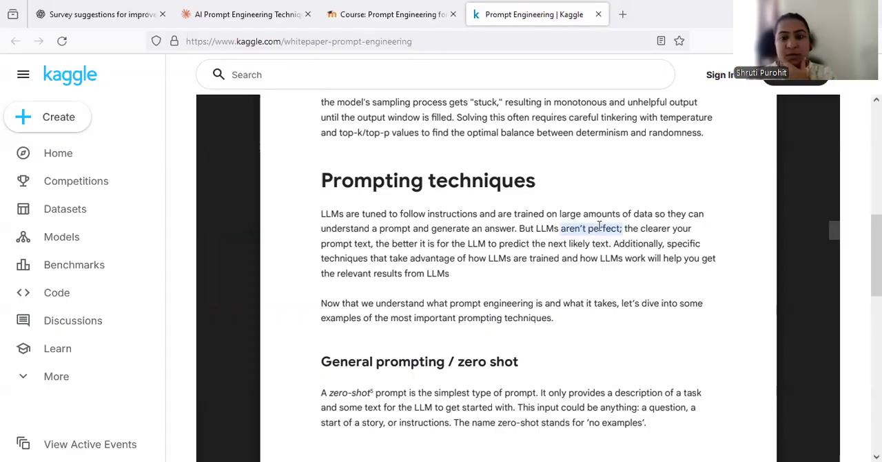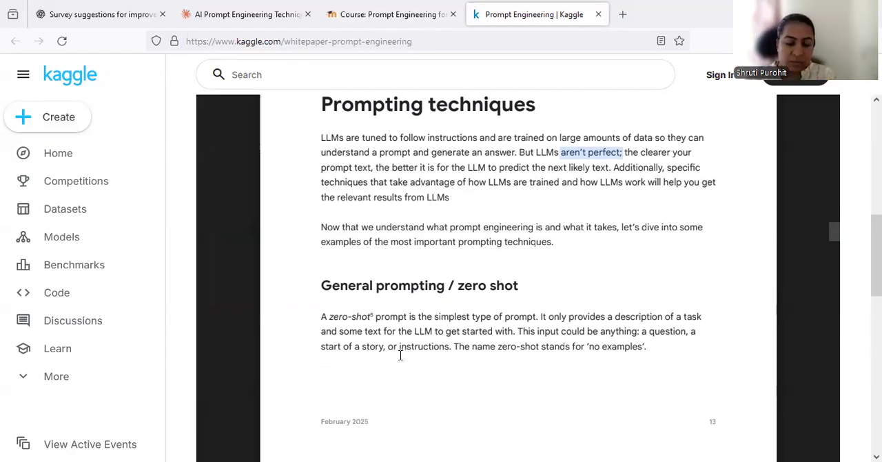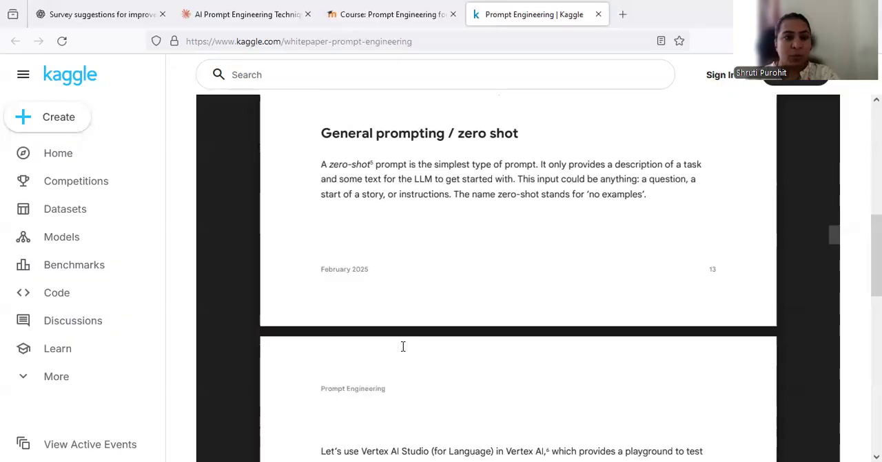But LLMs aren't perfect, and the clearer your prompt text, the better the LLM is at predicting the next likely text. So, specific techniques that take advantage of how LLMs are trained and how LLMs work will help you get relevant results. There are a few techniques, and they are mentioned here in this prompt engineering white paper book.